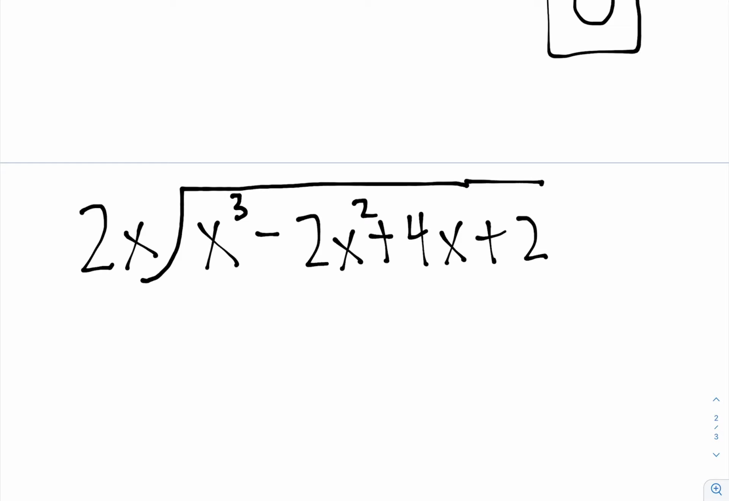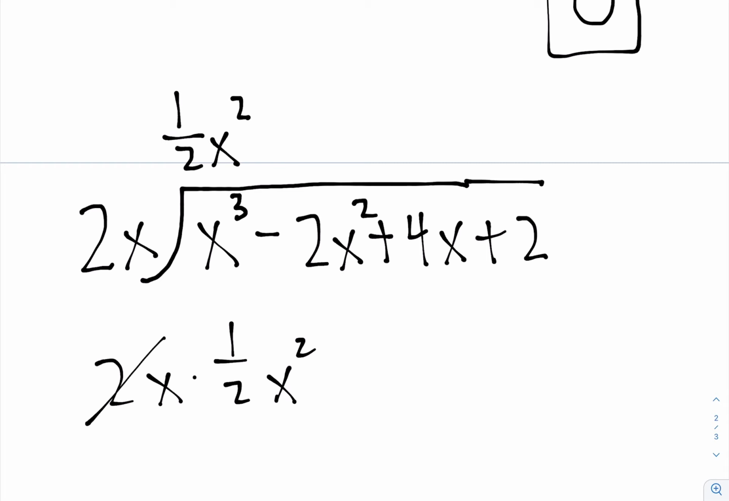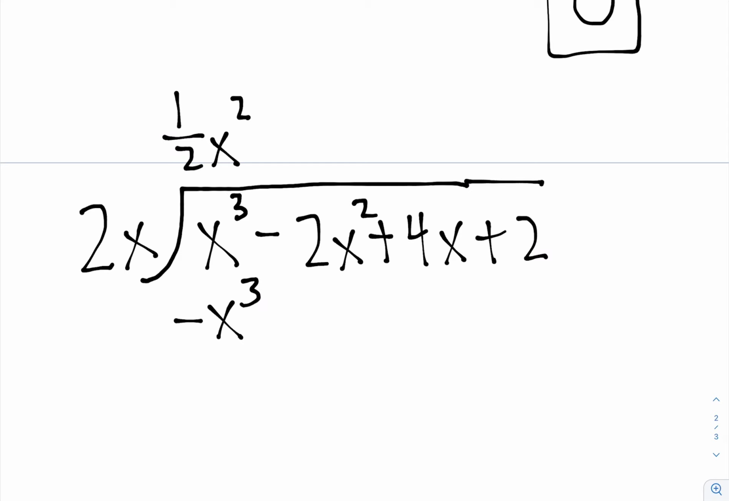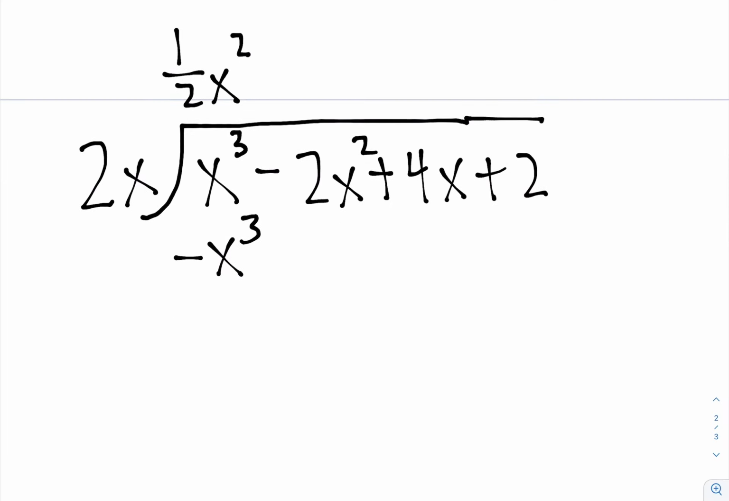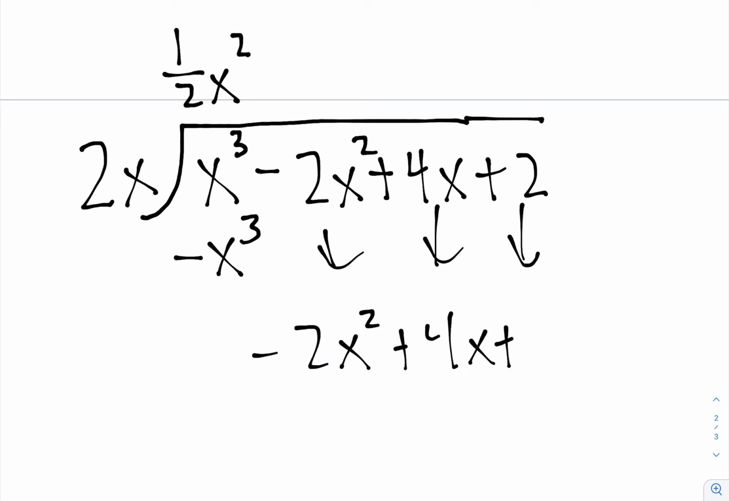And we have to multiply 2x by 1/2 x squared, right? Because 2x times 1/2 x squared, the 2 and the 1/2 will go away, so we just get x cubed. So that is the first number of our quotient. Okay, so 1/2 x squared is going to go up here, and that means that we're going to be subtracting x cubed, which is exactly what we want because that's just 0, and then we tag all these numbers down. So now we have negative 2x squared plus 4x plus 2.